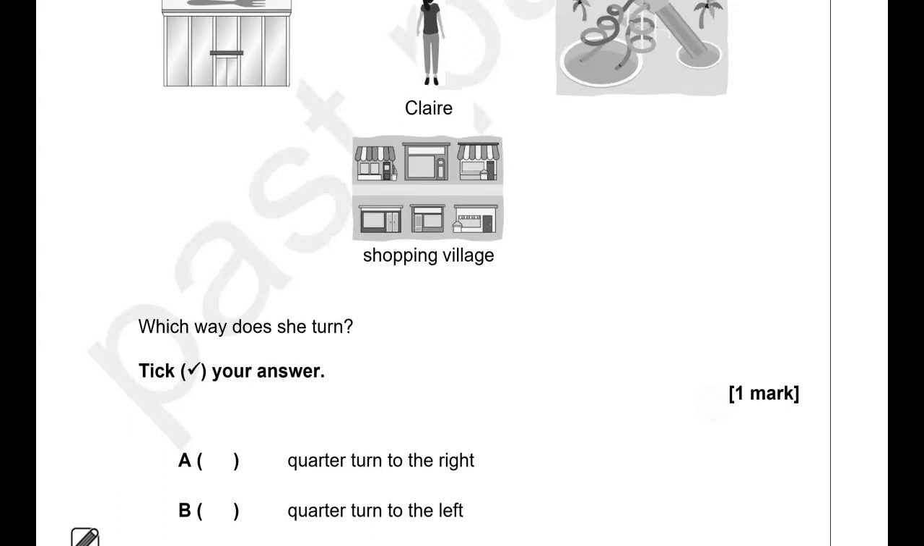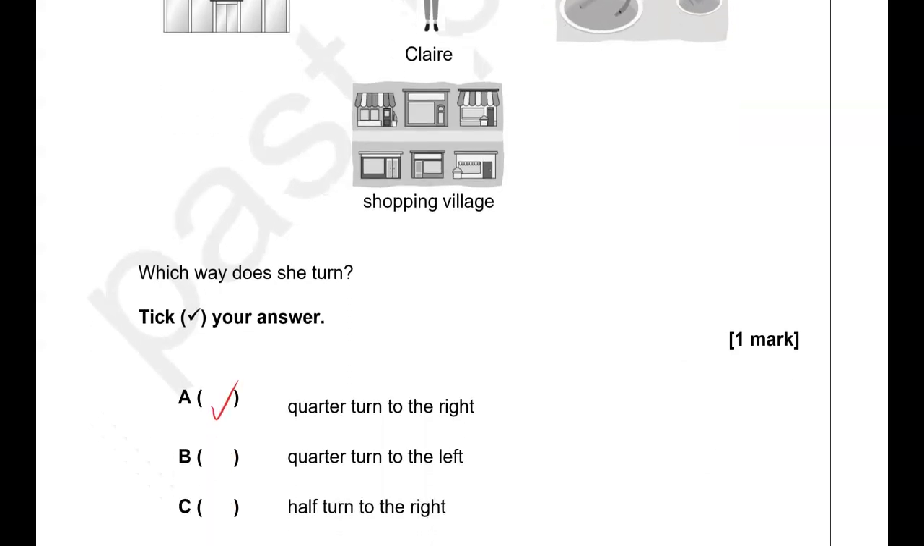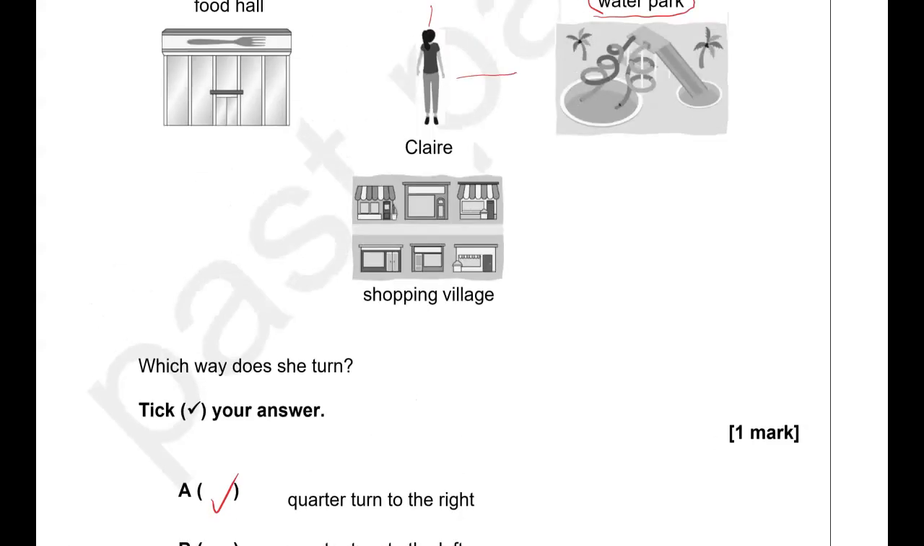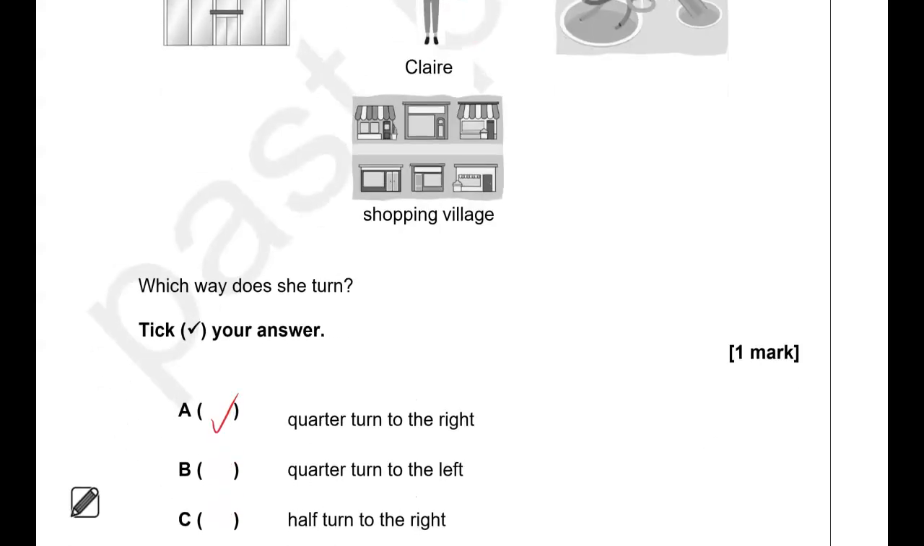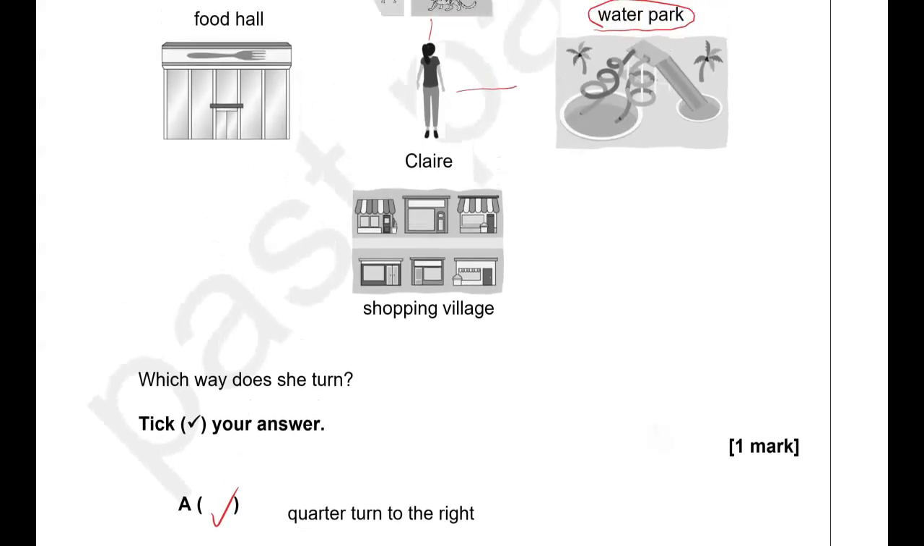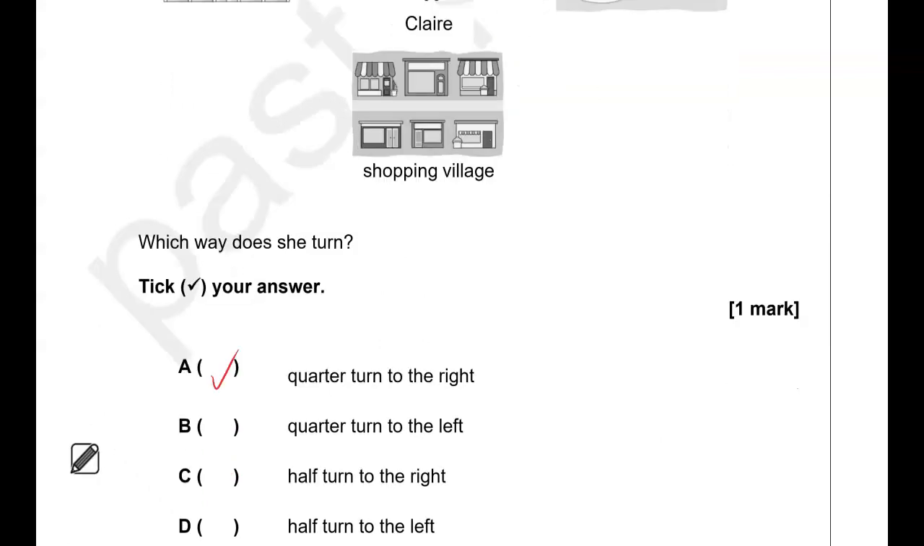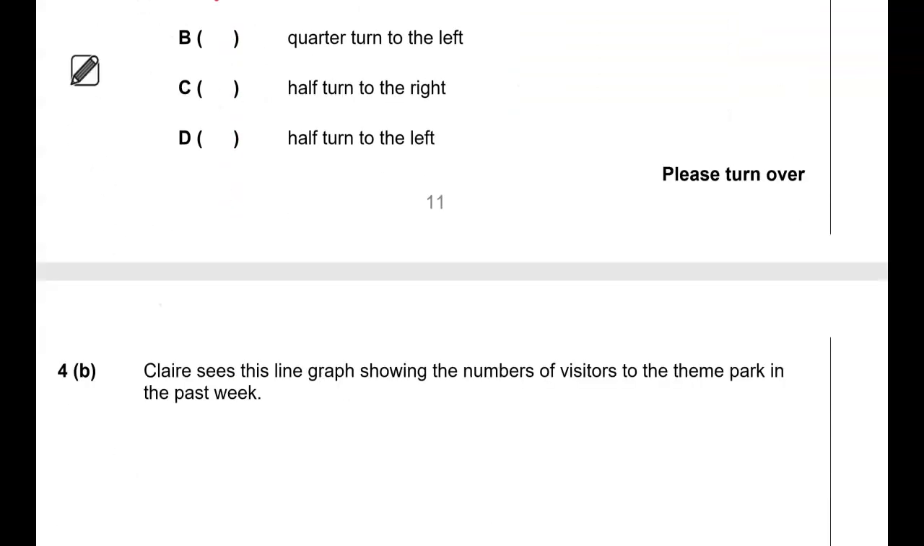Quarter turn to the right. So from this point, quarter turn to the right, and that's where the water park is, so that is correct. Quarter turn to the left, that is the food hall. Half turn to the right, that's again other things, so the only correct option is option A. The rest of them are wrong.